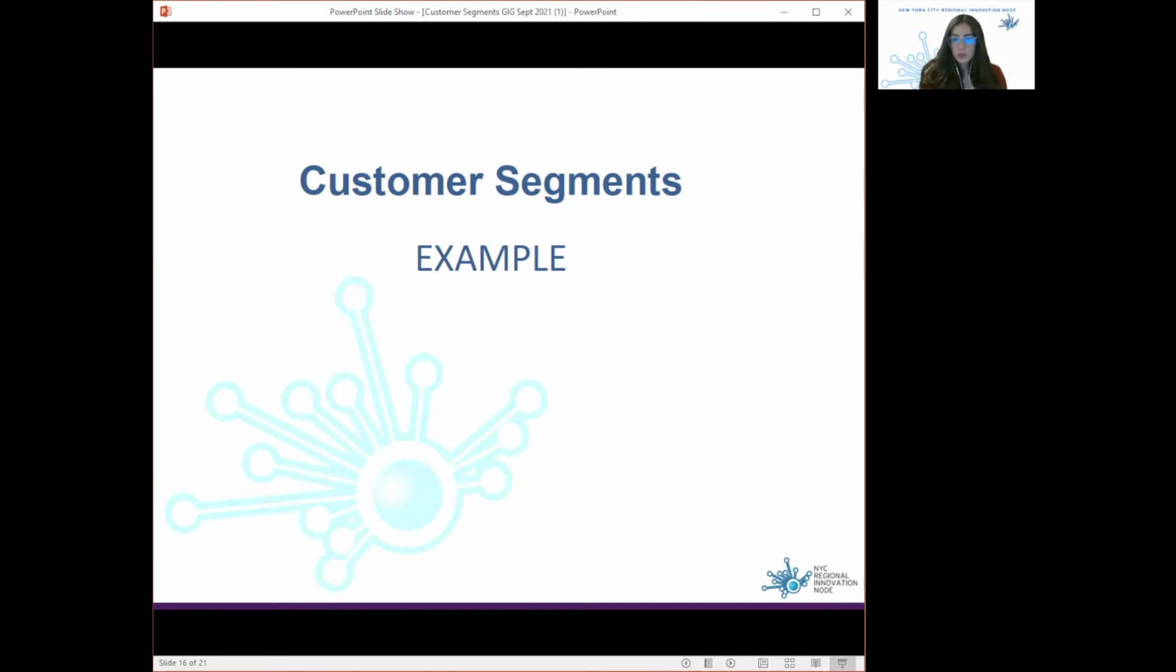So I'm going to show some examples of some previous I-Corps teams that created customer ecosystem maps, just so you can see all the possibilities of what could be included in your ecosystem map.